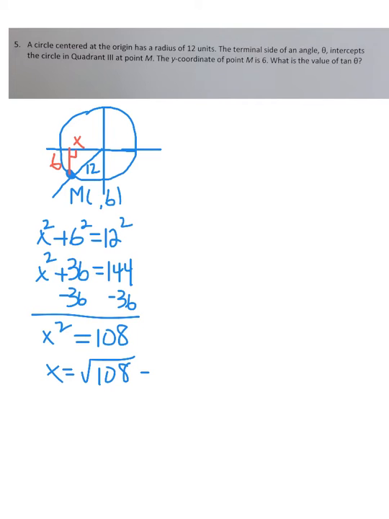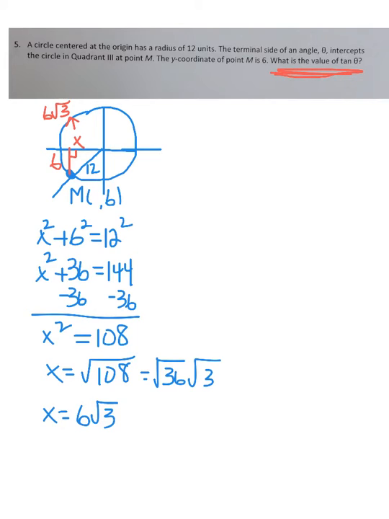I'm going to break that down. So 108 breaks down to 36 times 3. So then I know the x value is 6 radical 3. Okay? All right, so let me just throw that in there up at the top. I'll put that in red. So my x value here is 6 radical 3. Okay, now let's read what it says. It says, what is the value of tangent?